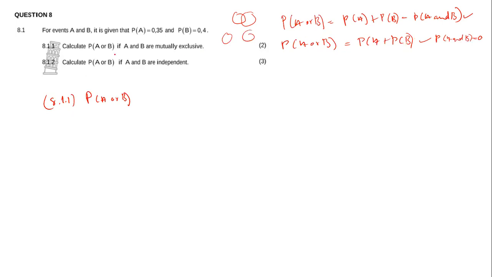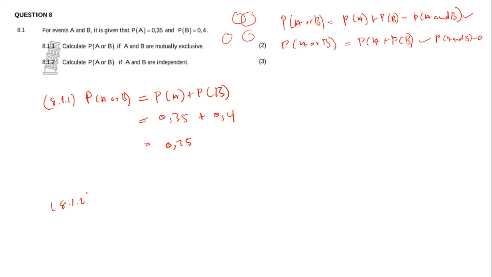Okay, so here they want us to calculate probability of A or B. A and B are mutually exclusive, so we're going to use the formula probability of A plus probability of B, and our probability of A and B is 0 because they are mutually exclusive. We are given probability of A to be 0.35, plus probability of B to be 0.4. So 0.35 plus 0.4, and how much do we get? We get 0.75. This is the probability of A or B.